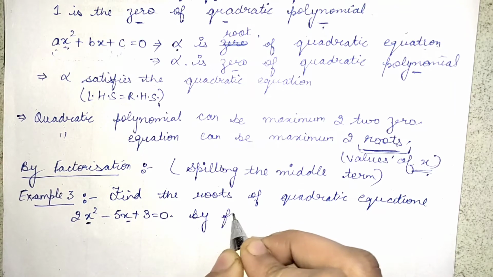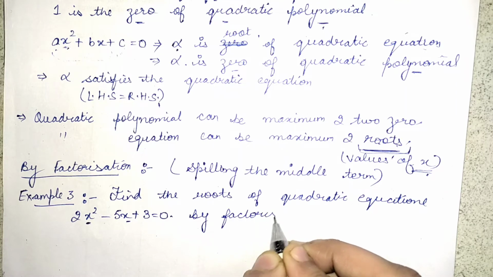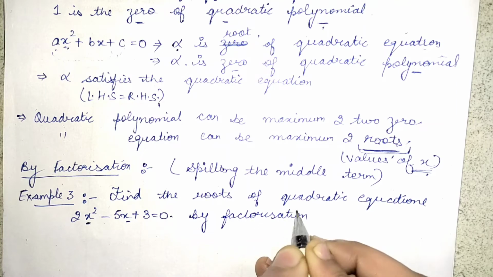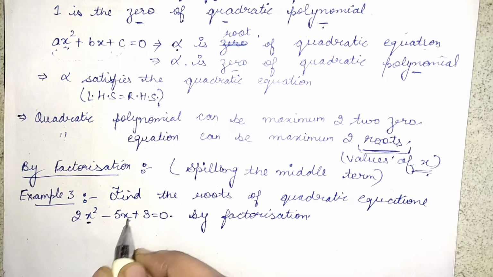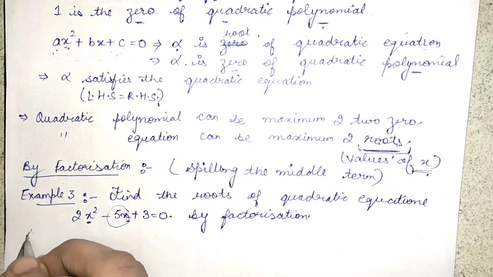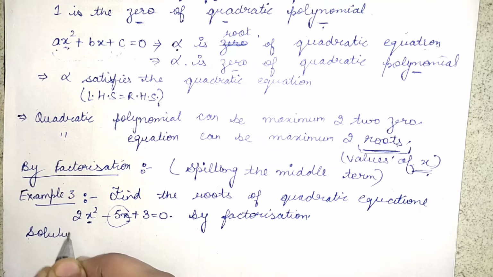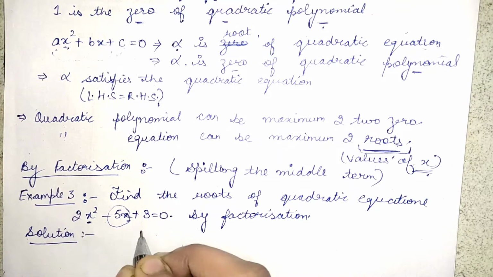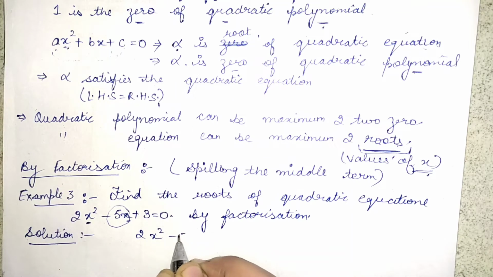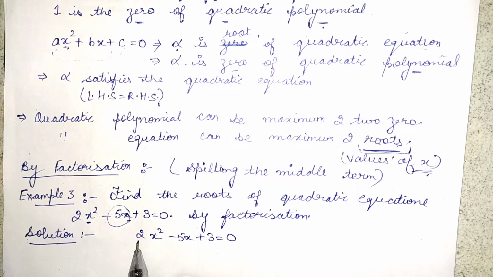By which method? By using the factorization method. Factorization method means you have to split your middle term. How do you split your middle term? Take 2x square minus 5x plus 3 equals to 0. How will we split our middle term?